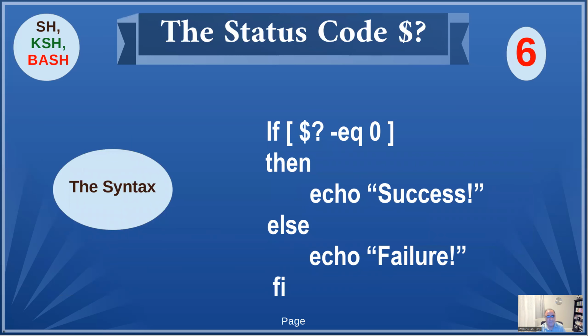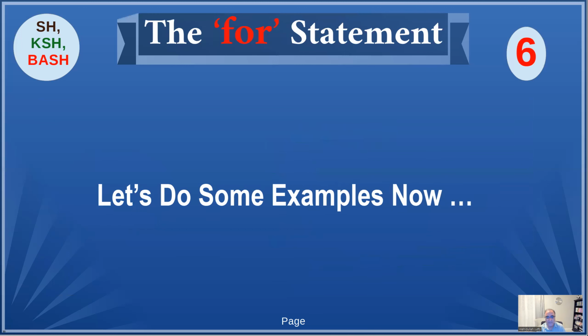And then the syntax of the status code, $?. For Bourne shell, Korn shell, bash, the status code is $?. For the C shell it is $status. So we will discuss those ones. Let's do some examples for the for statement.